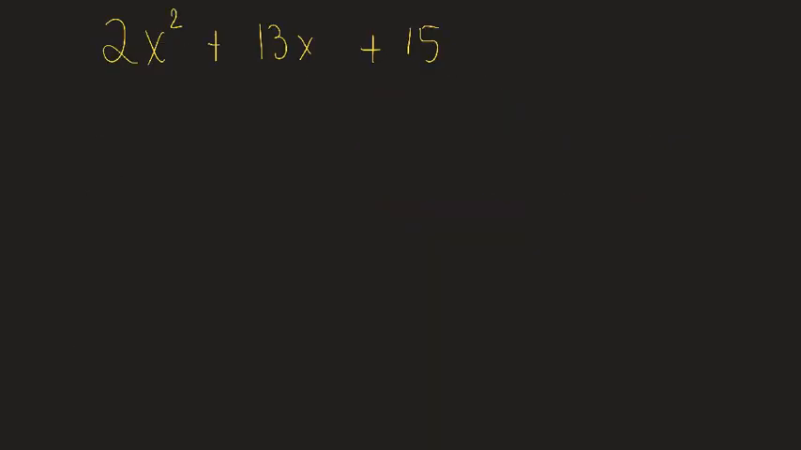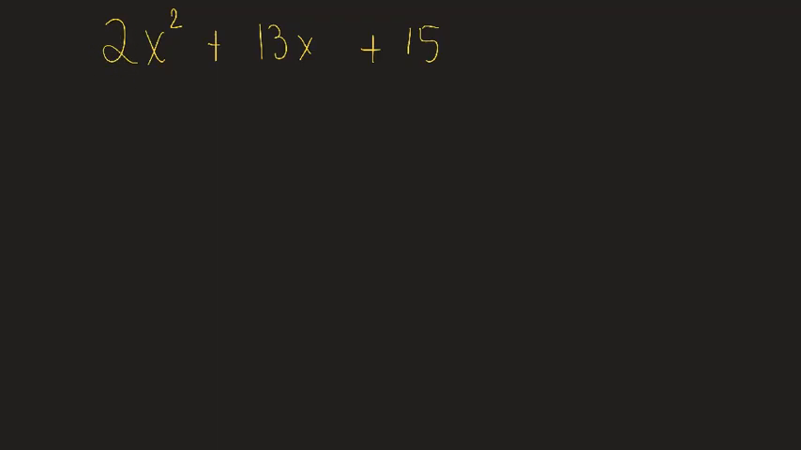All right, here is our next question. There is no greatest factor. There's nothing to notice, but it's always important to check. Is there a greatest common factor? 2, 13, 15? Nope, can't take anything out. So, what do we do when this first guy isn't a 1?